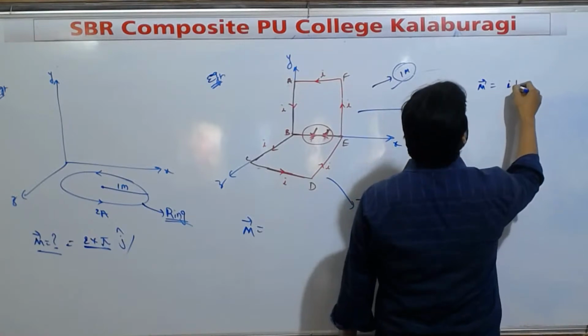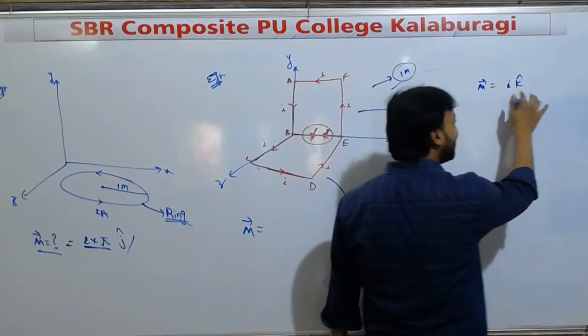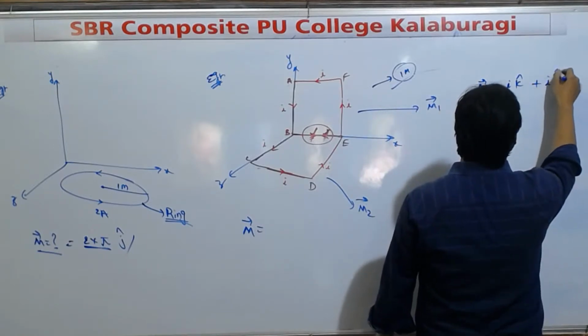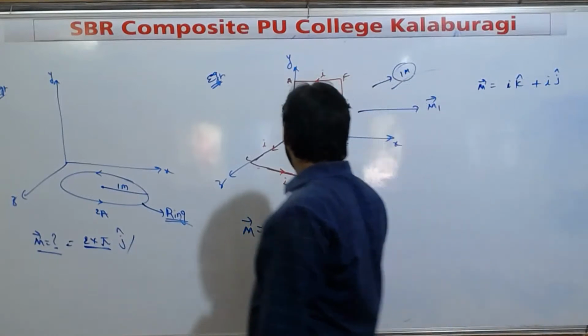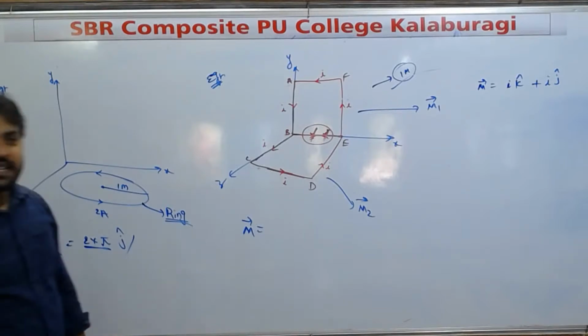I K-cap, K-cap, what nonsense. IK-cap plus I, is that correct? Area vector, side I gave 1. Yes, side I gave 1.